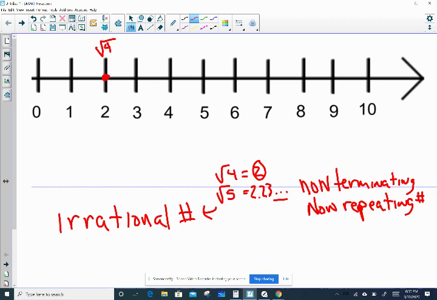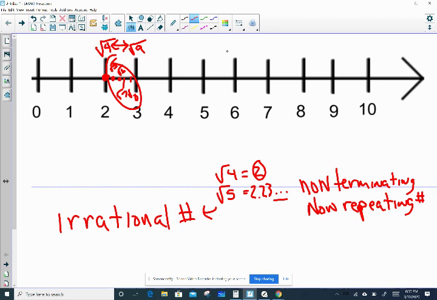Well, if I was to put the square root of 5 on a number line, guess what? It's about right here. Guess what else would be here? The square root of 6, the square root of 7, the square root of 8, and then look, now I have the square root of 9. So in between these two rational numbers, all of these other square roots are irrational numbers.